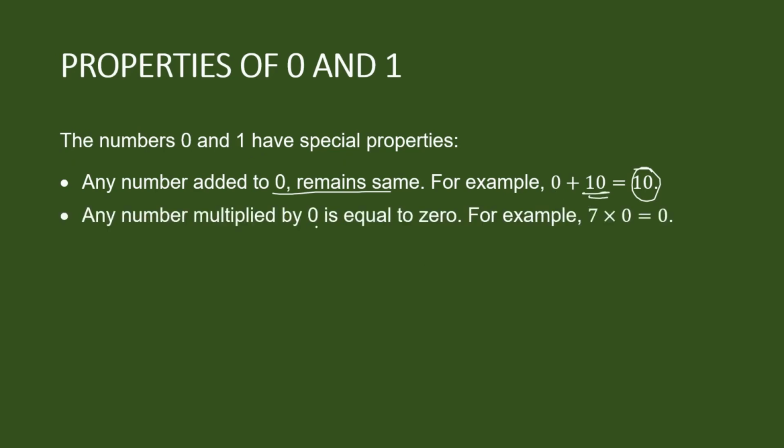Any number multiplied by 0 is equal to 0. 7 times 0 is 0. 1000 times 0 is 0. Negative 4 times 0 is 0. So any number multiplied by 0 is equal to 0.